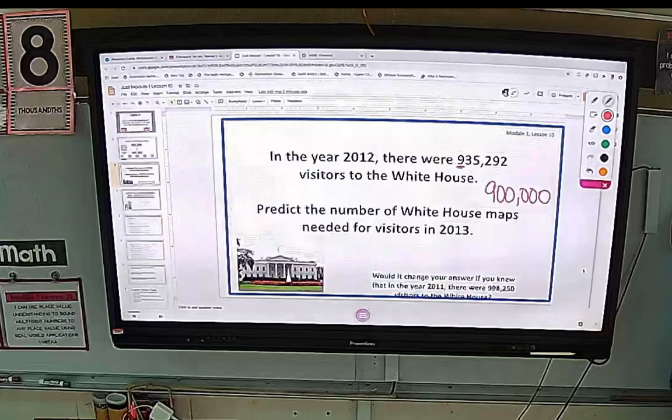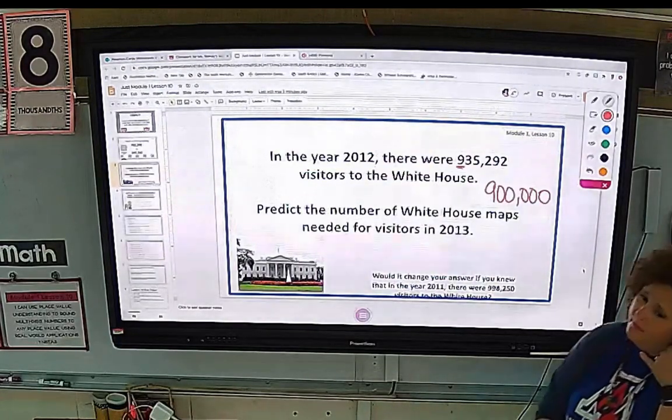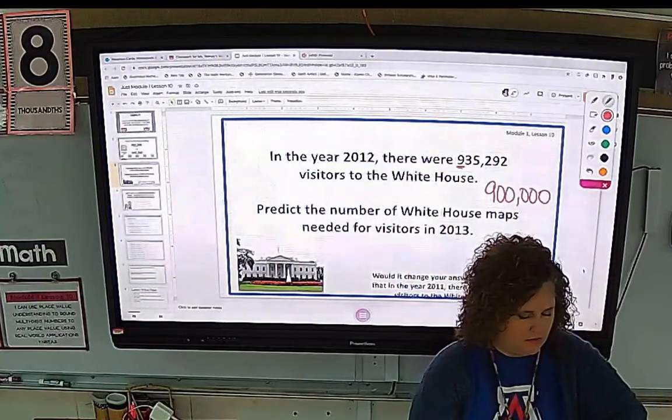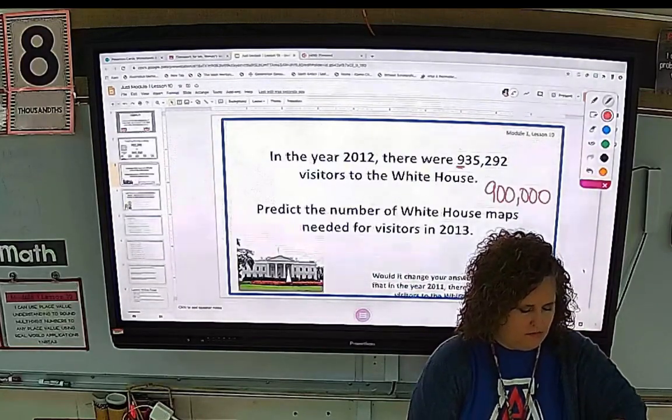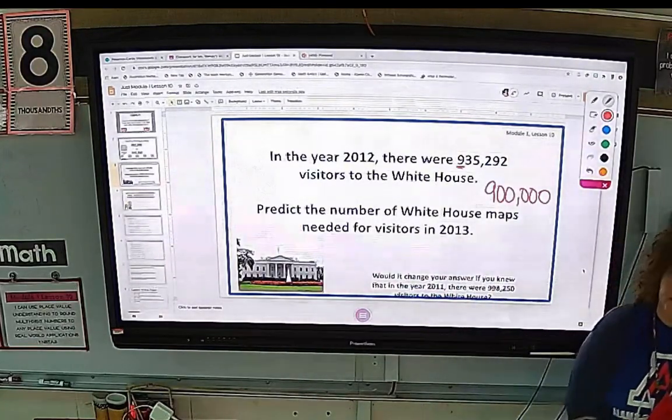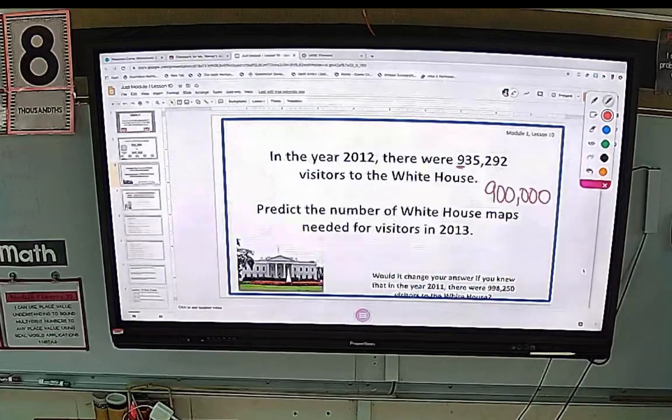But let me ask you a question. If they call up the map people and say, "Hey, map people, we're going to need some new maps for the next year, and we're going to need 900,000," because that's about how many people came last year, do you think that will be a safe number to give them? No. No? But that's what we rounded to. Why do you say no?